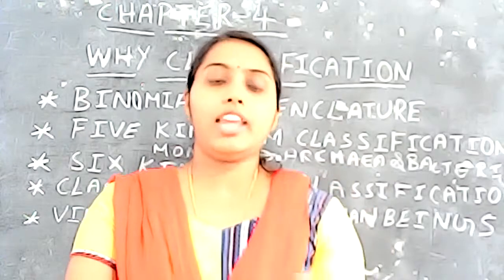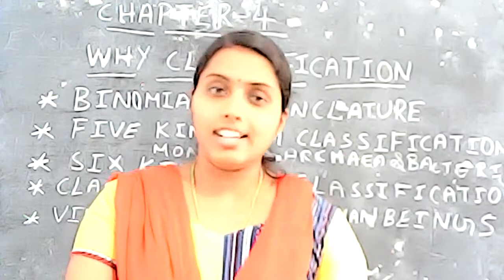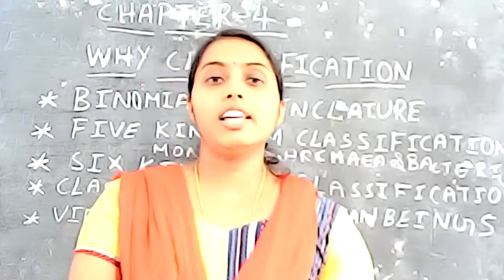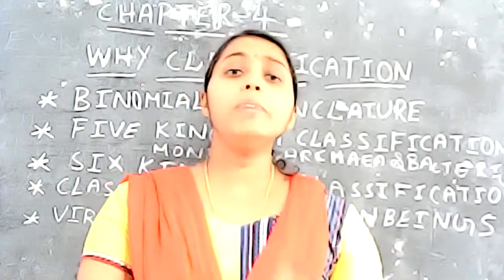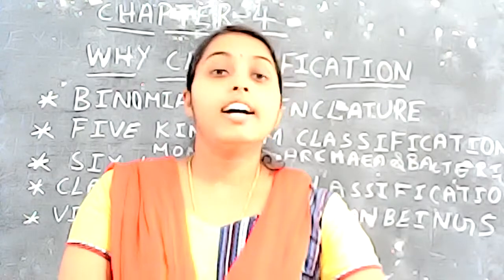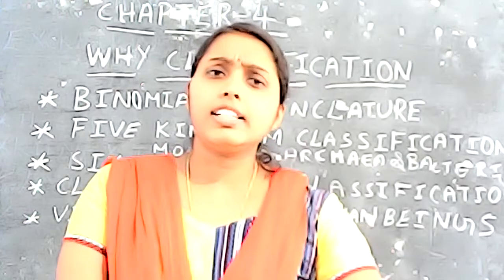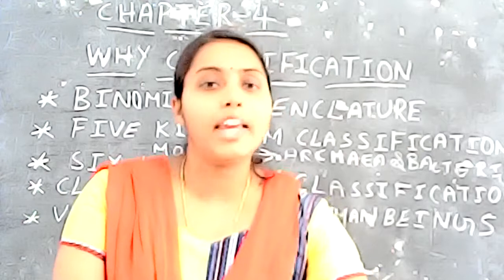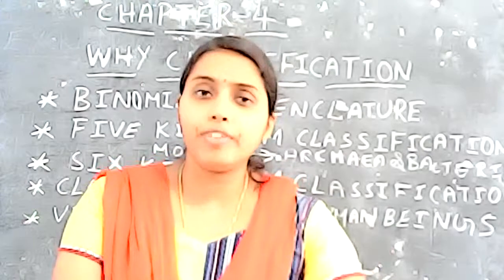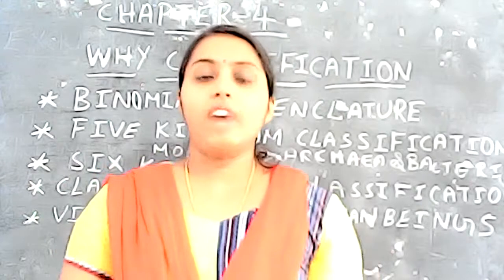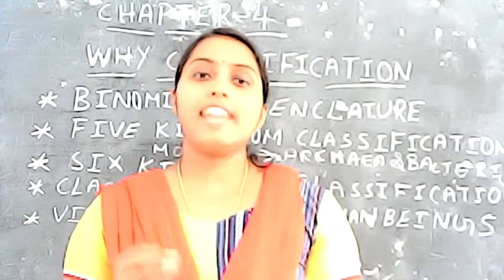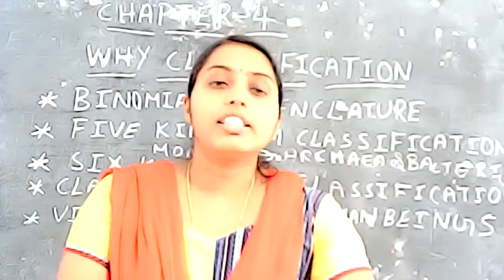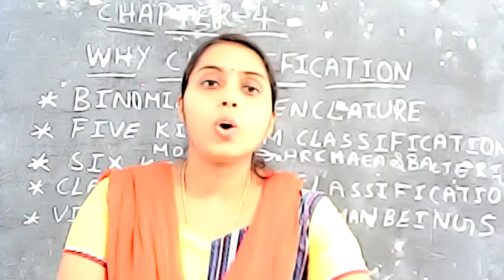So in order to avoid such confusions, binomial nomenclature was proposed. Is it clear for you? Binomial nomenclature is proposed by the scientist Carl Linnaeus, and in this method a scientific name is given to a plant or an animal or an organism. If that scientific name is given, then worldwide that organism will be known by that scientific name itself. We have studied in our previous class that the scientific name of coconut is Cocos nucifera.